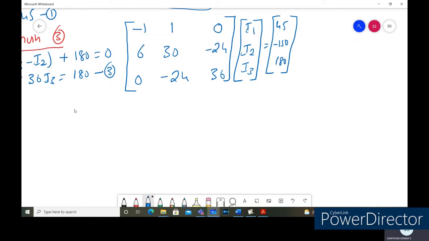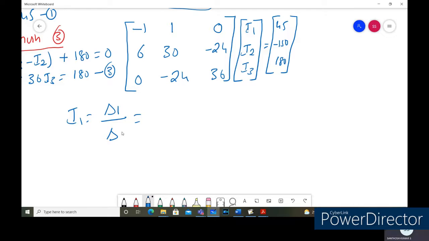Now in order to solve this, let us apply Cramer's rule. We can apply it here, or by using the matrix we can simplify. So I1 is equal to delta 1 by delta. Let us take the calculator. Since it does not contain any AC terms, we'll go for the calculator with 3 unknowns. Let us substitute in the calculator: minus 1, 1, and 0, and for this one it is 45. From equation 2 it is 6, 30, minus 24 and minus 150. From equation 3 we have 0, minus 24, 36 and 180.